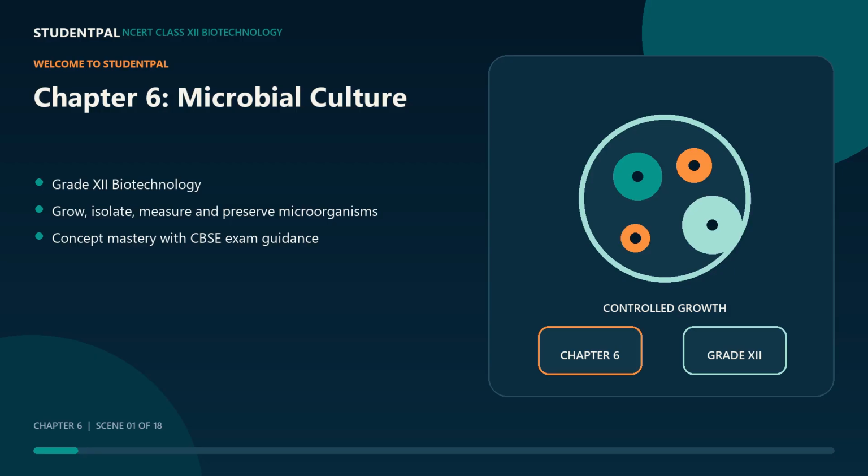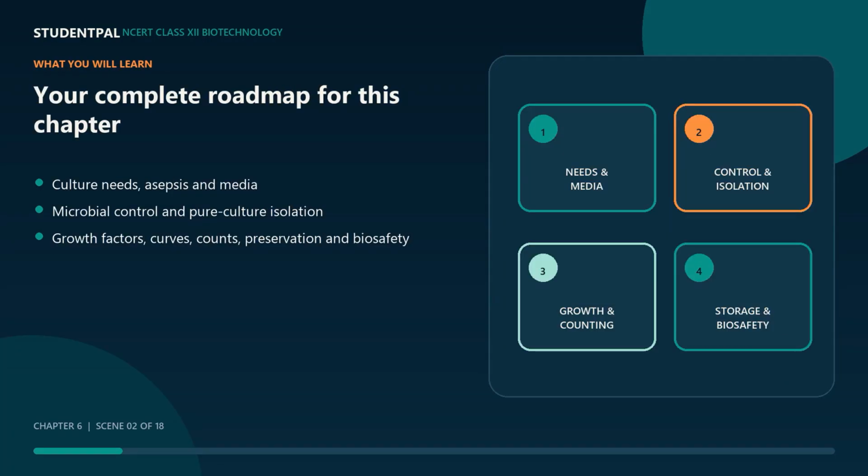Throughout the chapter, keep one evidence rule in mind. Growth shows that something grew, but it does not by itself prove culture purity or organism identity. By the end, you should be able to explain each technique, interpret its result, and state its limitation in a CBSE answer.